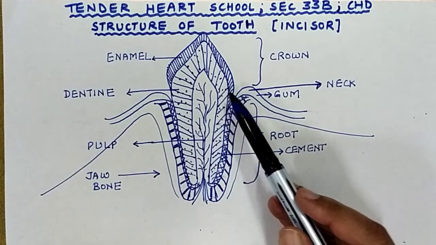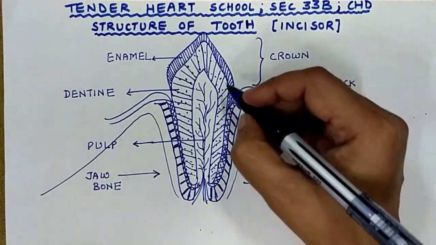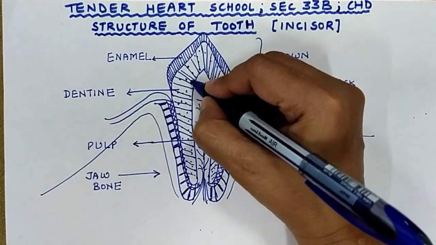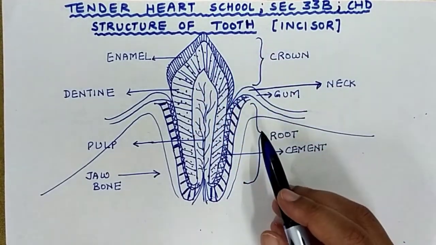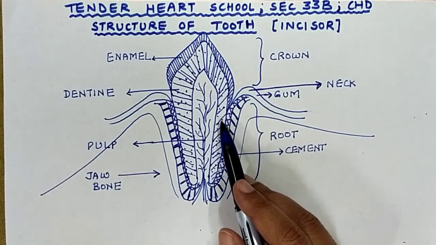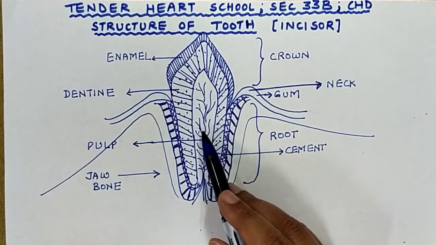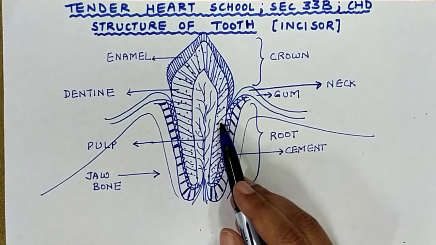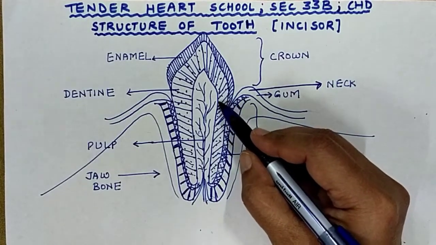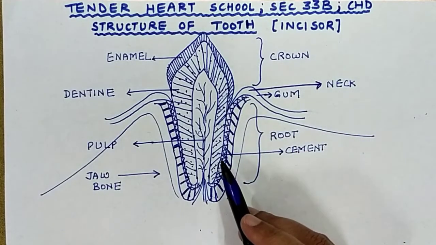Dentine has minute canals, right? You can see these minute canals are present in the dentine region, and through these minute canals run the strands of cytoplasm of the cells in the pulp cavity, right? The cytoplasm is running through these minute canals, right?